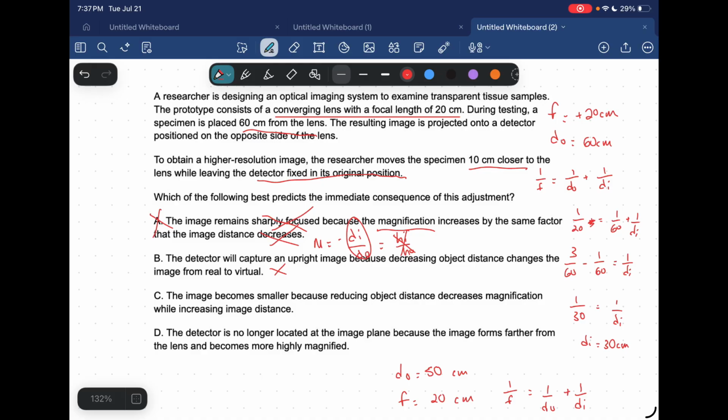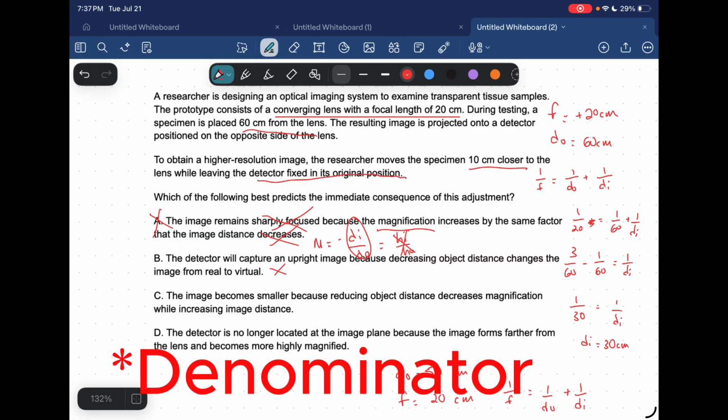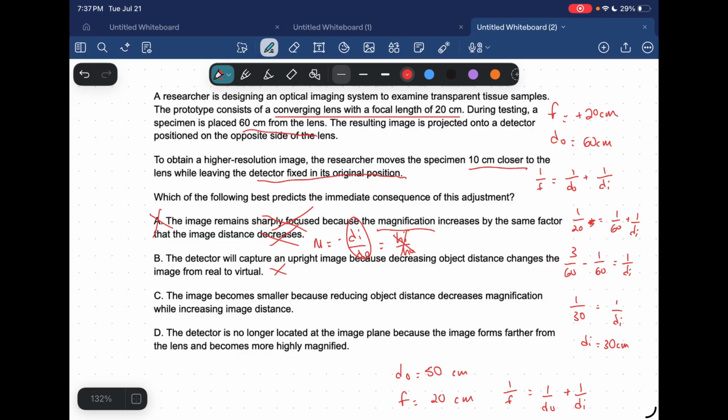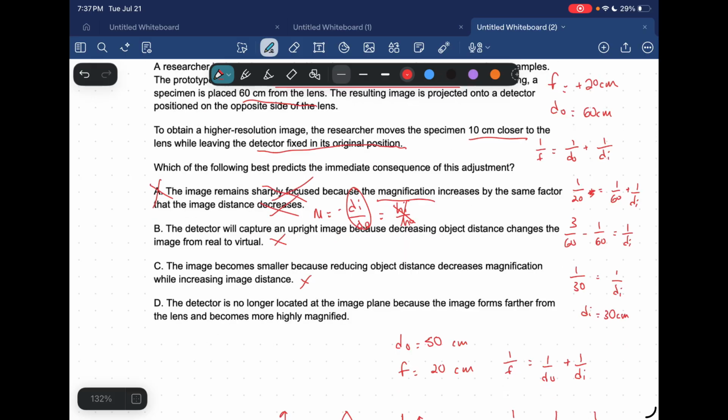C reads, the image becomes smaller because reducing object distance decreases magnification while increasing image distance. Well, we talked about how in answer choice A, the magnification actually increases on account that the image distance in the numerator increased while the object distance decreased. So magnification would actually increase, allowing us to eliminate answer choice C.